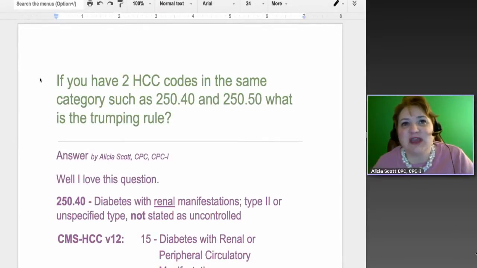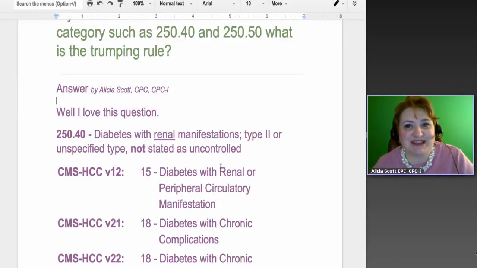The question came through: if you have two HCC codes in the same category, such as 250.40 and 250.50, what is the trumping rule? Now, this is really funny because I think this might be one of our students who submitted this. I didn't get to see the name because I use the word trump all the time, and I've not heard anybody else use that term, so yay for them submitting this question.